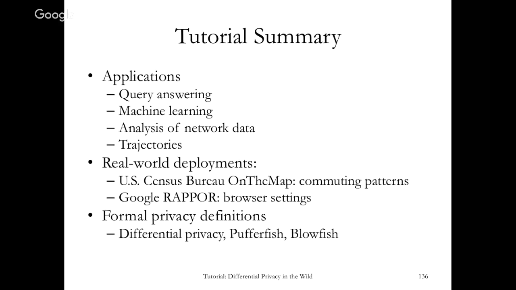So at the US Census Bureau, they have the OnTheMap data product that's releasing commuting patterns. And then Google's RAPPOR is releasing aggregate statistics about browser configurations. And we also saw several formal privacy definitions, starting with differential privacy and then Pufferfish as well as Blowfish.